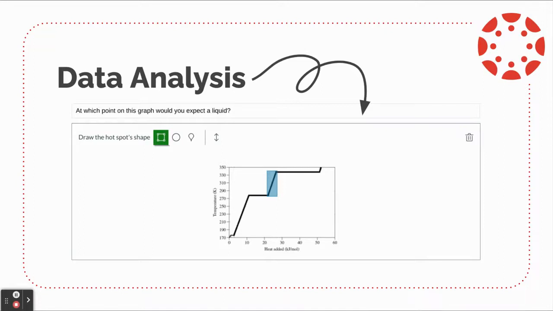Also, these hotspot questions are really great for data analysis. This isn't the most elaborate graph example, but it gives you an idea that you can ask students to analyze a graph and select a specific area or region of that graph to respond to a question, or even look at the structure of the graph. What is the variable on the x-axis or the y-axis, etc.